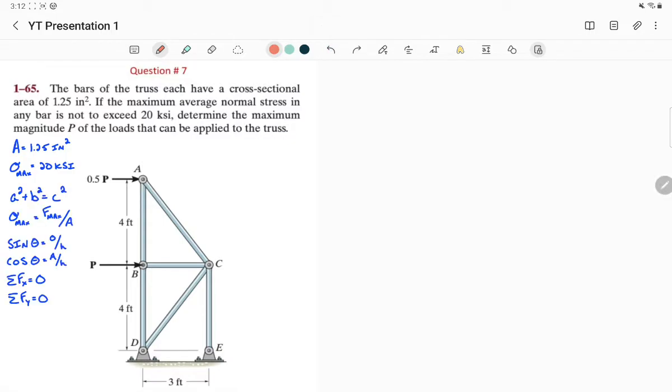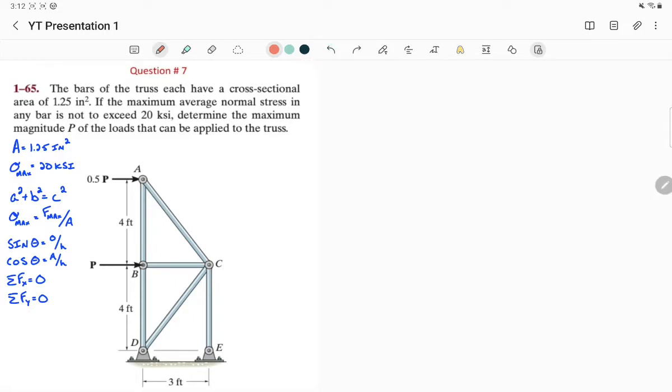Next thing, let's go over a couple of equations we're going to need. We're going to need Pythagorean. We're going to need our stress equation. We're going to need, for a couple of substitutions, sine theta is equal to opposite over hypotenuse. Cosine is equal to adjacent over hypotenuse. And we'll need 2 of our equilibrium equations to help us solve these.